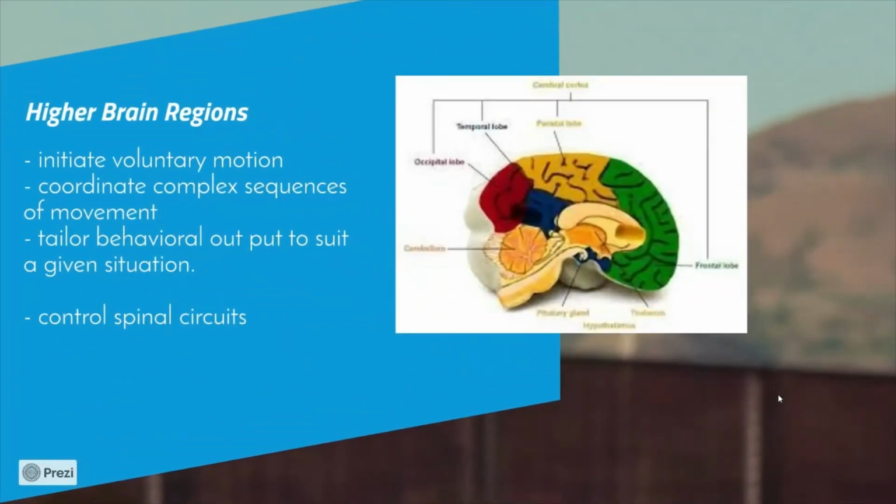Higher brain regions are important for initiating voluntary motion, coordinating complex sequences of movement, and tailoring behavioral output to suit a given situation. They're important because they control the spinal circuits.